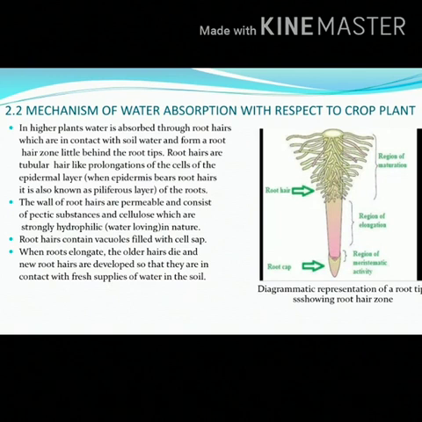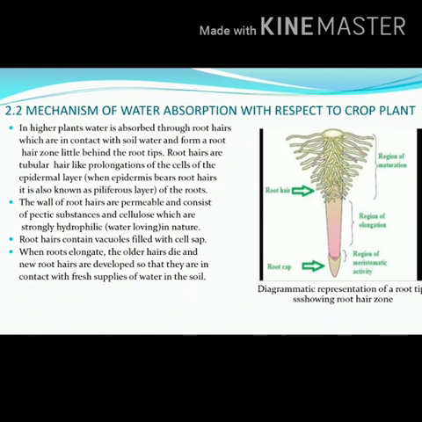We know that roots are the part of plants which are mainly responsible for absorption of water. So first of all, look at the slide. We will see the diagrammatic representation of a root tip showing root hair zones. This diagram shows the different characteristic features of roots which take part in the absorption of water. In higher plants, water is absorbed through root hairs.